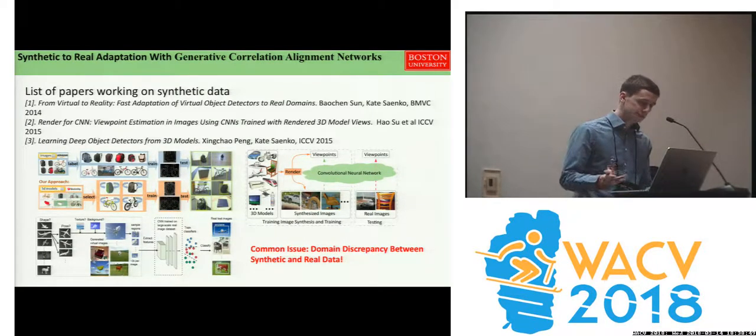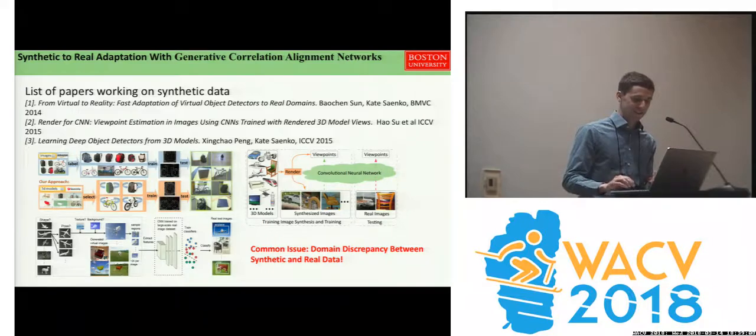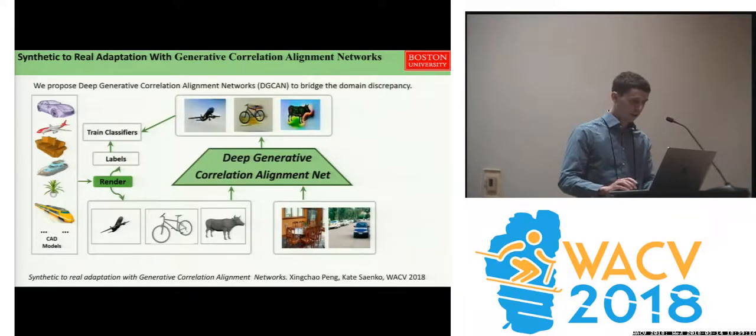Here we see a list of some of the existing works in this area, but a common issue in all the works that have come previously is that there's a domain discrepancy between the synthetic data and the real data. The discrepancy is introduced by having non-photorealistic scenery with the synthetic image, and the mismatch between the foreground and the background in these synthetic data.